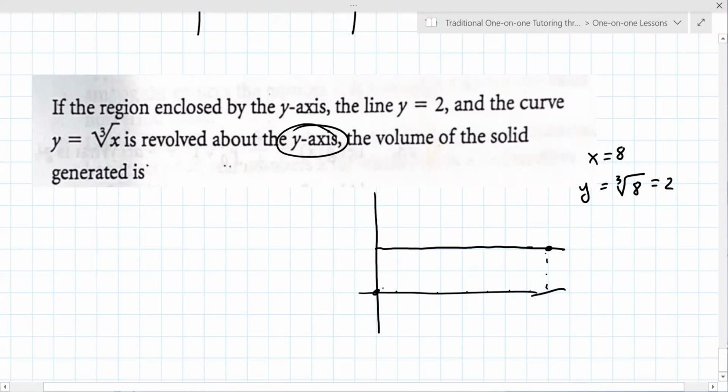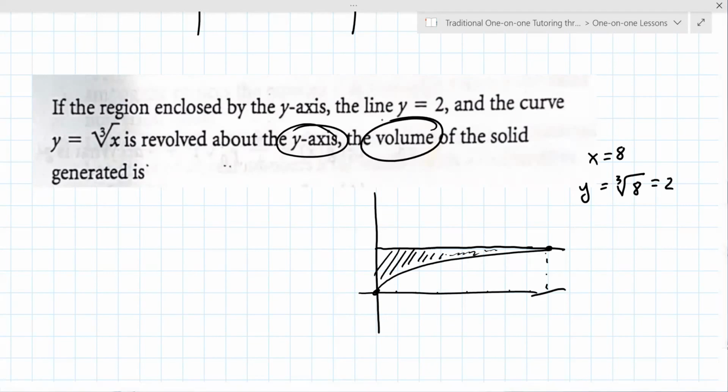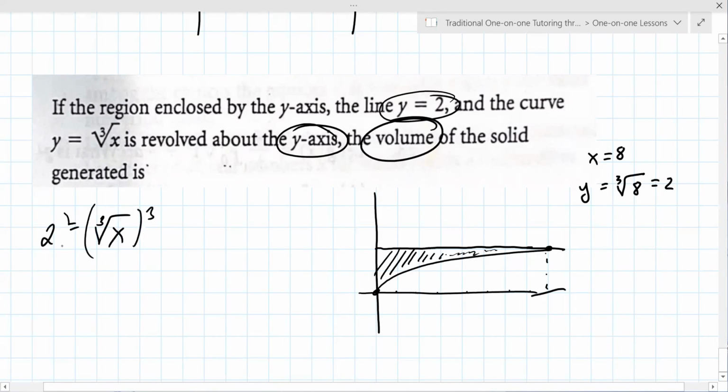So this cube root of x has sort of this shape to it like that. So you get this kind of region right here. And they want the volume of the solid. Wait, sorry. How did you get the x equals 8? Just knowing we want y equals 2. So you set 2 equal to y, cube root of x. Instead of cubing both sides, I just worked it backwards, but 8 is x. Got it. Okay.